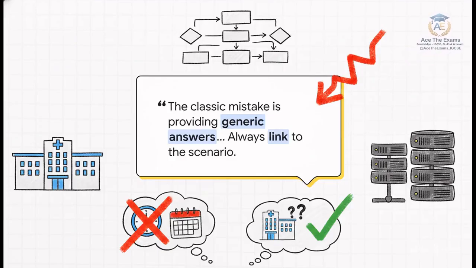If you have 30 seconds to write a perfect Peel paragraph about implementing a new hospital IT system, your answer absolutely must mention the hospital. If you just write out beautiful textbook definitions of float and milestones without applying it to the hospital's patient database, you will score 0 for application. The L in Peel stands for link. Always link back to the scenario.